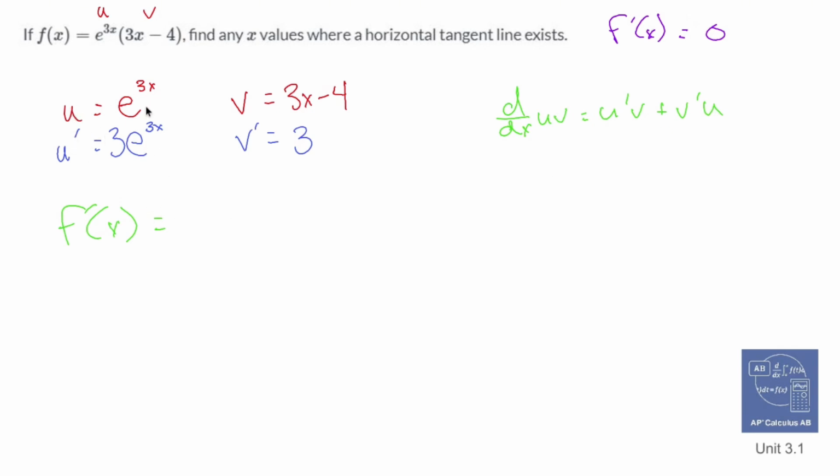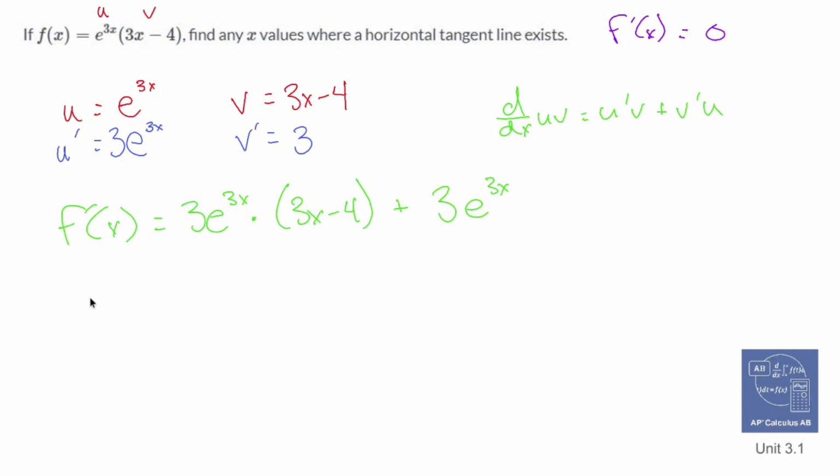So the derivative of the first guy is 3 e to the 3x times the second guy, which is 3x minus 4. Ugh, this is not going to be pleasant at all. Plus the derivative of the second guy, which is 3 times the first guy. So actually, I take it back. This is not so bad. Or as Eminem would say, not so bad at all. Okay, this is what I have here.